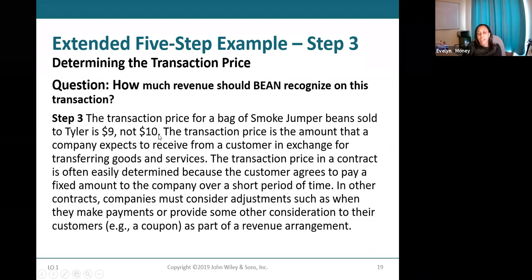Yes, the 10 is what I normally sell it for, but I have to record my transaction price at what I can reasonably expect to collect. And if it's Tuesday, I can't reasonably expect to collect $10 because all the customers know they can get it for $9, and that's what they're going to pay me. So be careful on the transaction price. Make sure you're showing that net of any coupons.